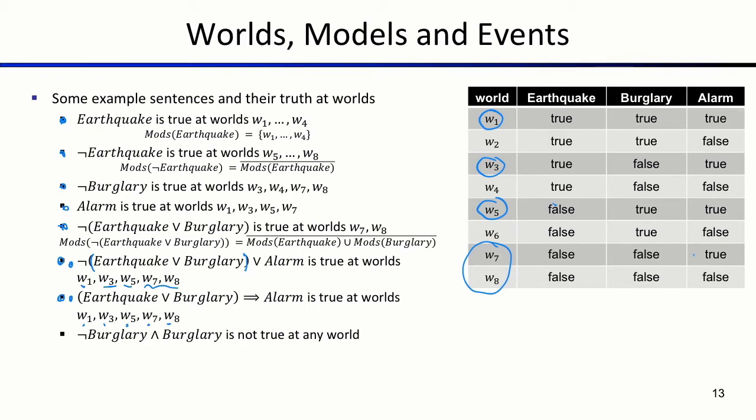So it seems correct. All right, and the last example is not burglary and burglary, which is not true for any word. So that is true, we know that. If you look at what burglary is here, it's going to be true for these words, and not burglary is going to be true for these words. But when we look at the conjunction and compute the intersection between these two sets, it's going to be the empty set. So it's also correct.